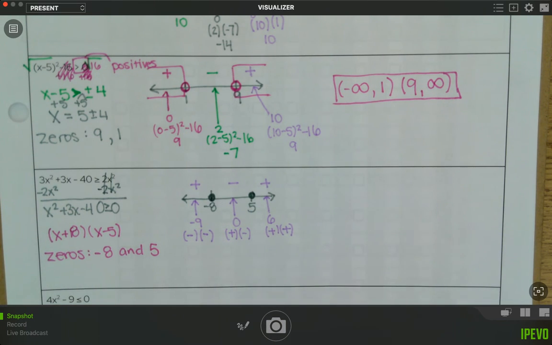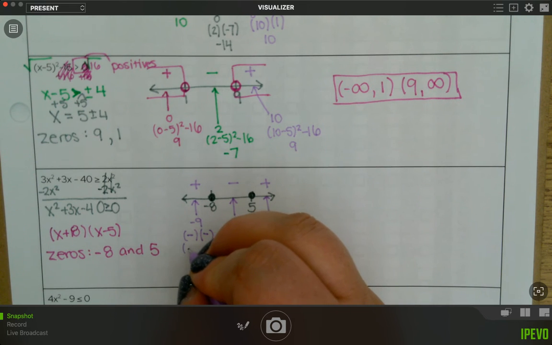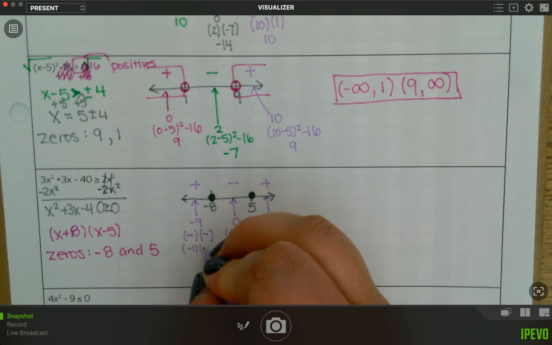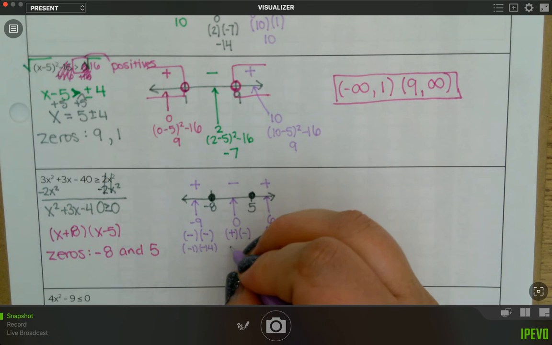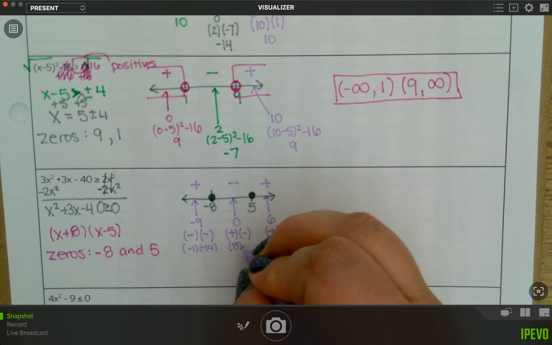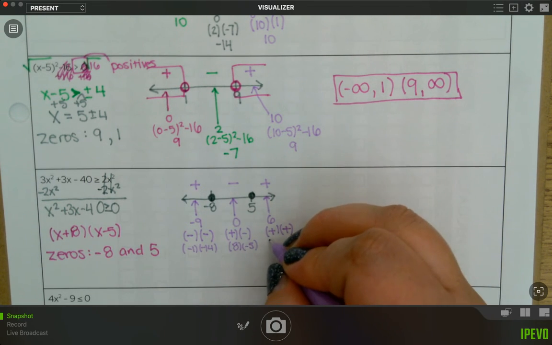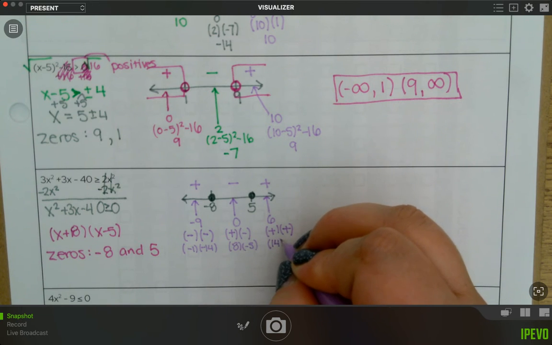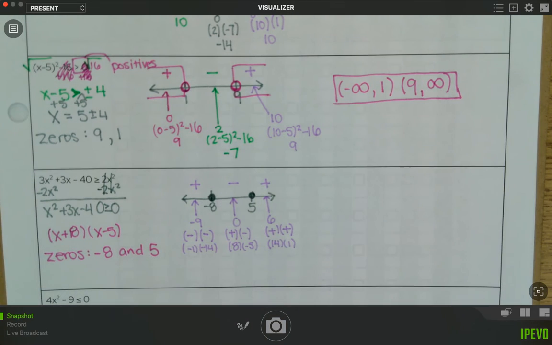Hey, if that bothers you and you would rather write it like this, and write the actual numbers, that's totally fine. I'm just picking the signs. So that way I'm saving myself a little bit of headache.